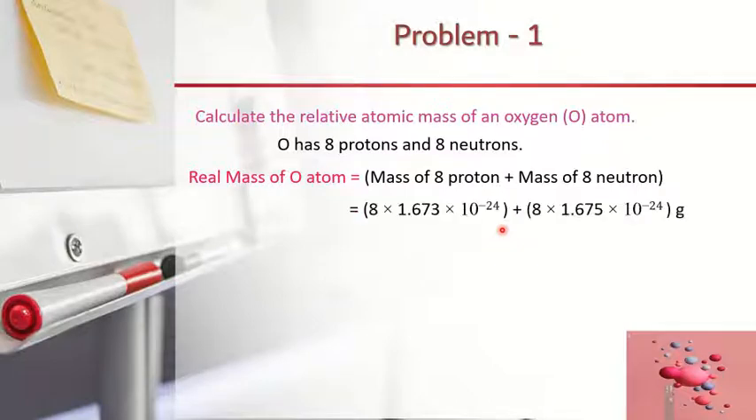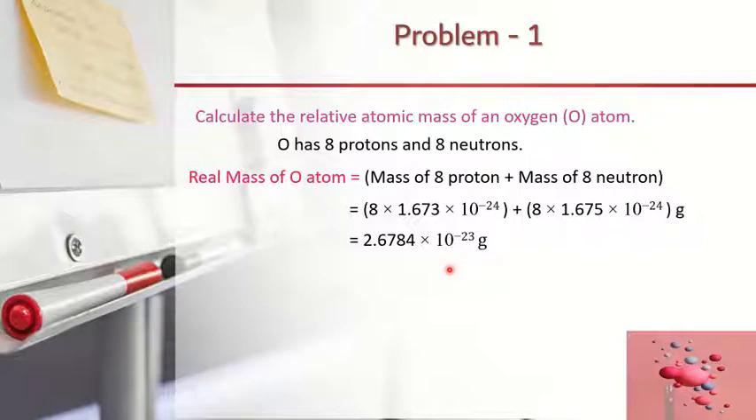Here, the mass of 1 proton is 1.673 into 10 to the power minus 24 gram. So, the mass of 8 protons is 8 into this, and the mass of 8 neutrons is 8 into 1.675 into 10 to the power minus 24 gram. So, the real mass of the oxygen atom comes 2.6784 into 10 to the power minus 23 gram. It is the real mass of the oxygen atom.